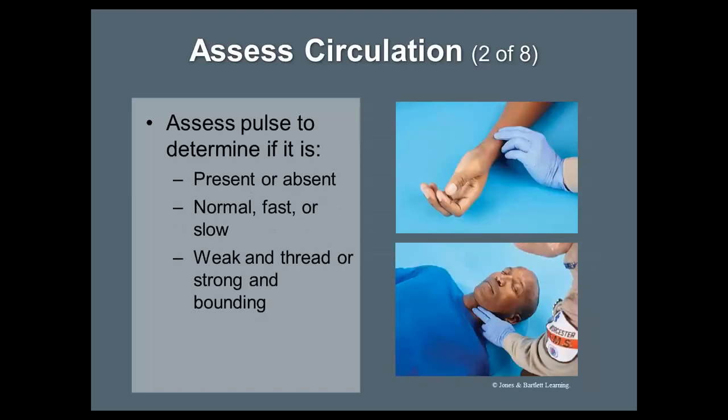Simply how to check the pulse. You can see where it's at in the carotid. Don't check both carotids at the same time, but move up. I start at the wrist, then go up that way to determine if I don't have one, then I'm going to go to the next one. And that's simply the way that's done.